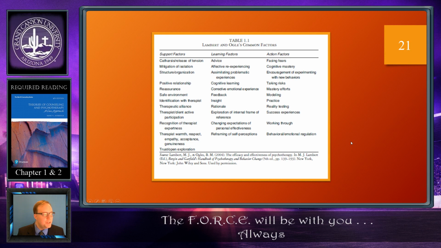And here's another list of common factors. You can pause here and just familiarize yourself with support factors, which are the factors that the client has in their life that support them when they exit the therapy room. There's learning factors. These are the things that help them to develop new concepts in their mind. And there's action factors. These are like the behaviors and taking things into practice that will help them to overcome their problems. These are the things that the client should have in their life going for them as they engage in the counseling process.